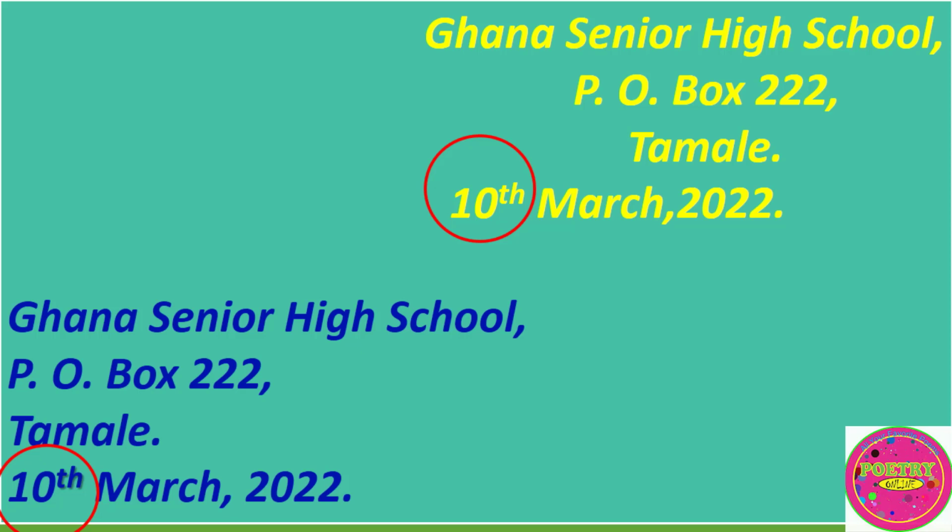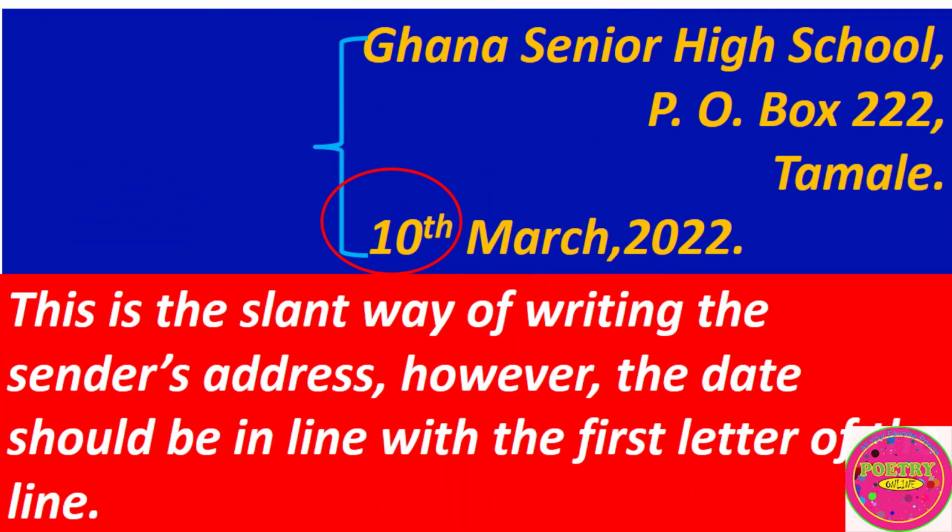But when you come to the date, it is not part of the address. Hence, if you decide to use the slanted form, make sure that the date is in line with the first line of the writer's address, as it is indicated here. Ghana Senior High School, P.O. Box 222, Tamale, 10th March 2022. So, 10th March 2022, the TH of the 10th should not be hanging as it is presented in this video. Please, let it be in line with all the other words in the address.